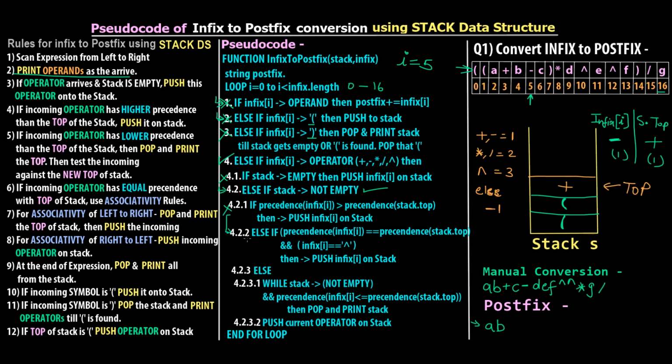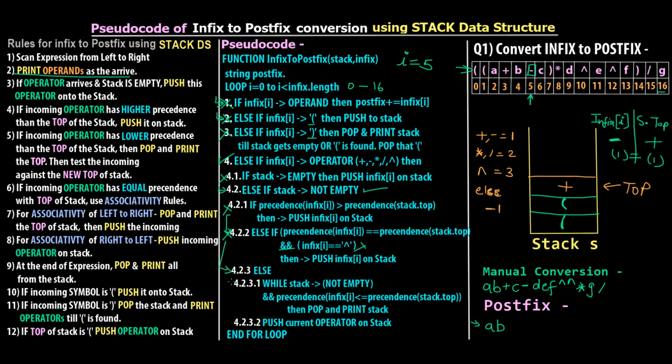Let's check for 4.2.2. In the else if, are the precedences equal? Yes. Precedence of infix of I is equal to precedence of stack of top. 1 is equal to 1. This is true. However, there is one more AND clause and one more condition which says, is this infix of I that we are at, which is minus, equal to the raised to sign? Is it an exponent? No. So this becomes false, right? And since there is an AND in between, the entire condition becomes false. So this else if will also not be executed. So we are left with the else block, which is 4.2.3.